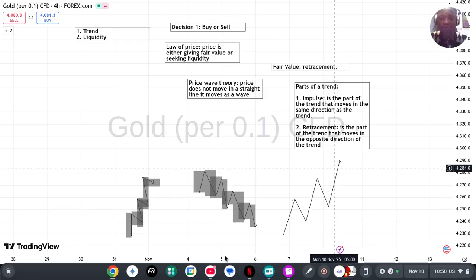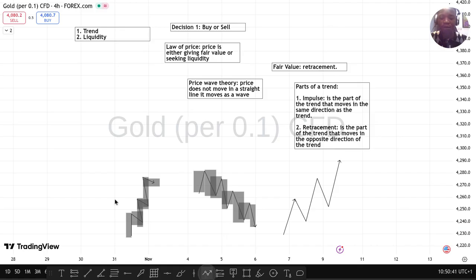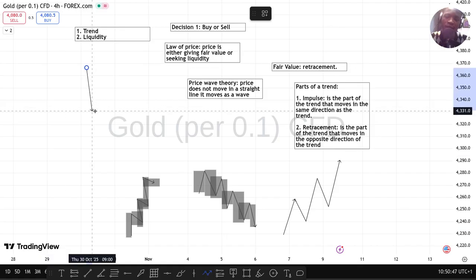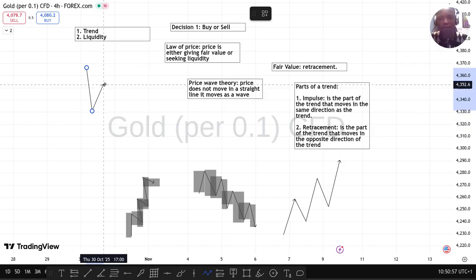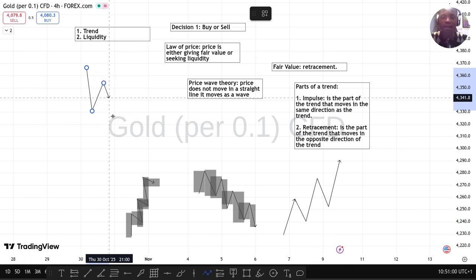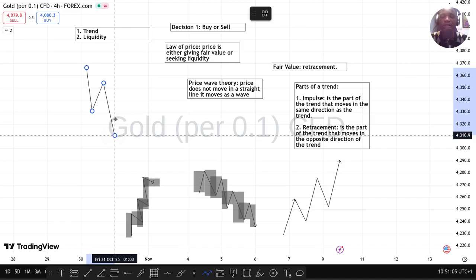In a downtrend, this is what it will look like. In a downtrend, every sell or every impulse move has only sellers participating in the market at that moment. And so the market creates fairness, equality, by giving fair value, right? Retracing, giving buyers an opportunity in that market, and then the market sells again, makes another impulse move, then gives buyers another opportunity.